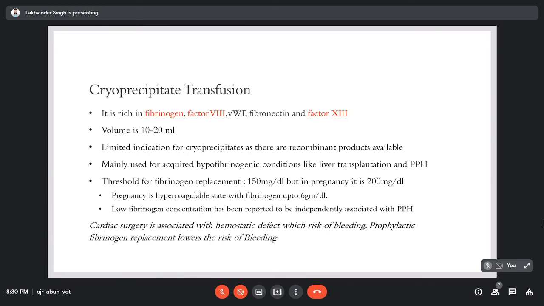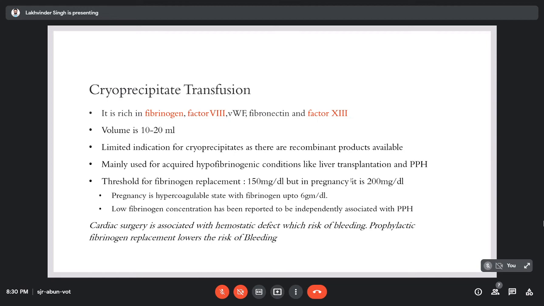Next component is the cryoprecipitate transfusion. It is rich in fibrinogen, factor 8, von Willebrand factor, fibronectin, and factor 13. We all know for all these components we have the recombinant products. Fibrinogen concentrates are there in the market. Factor 8, again recombinant is there in the market. Factor 13 is also available. So they're not much used to treat these deficiencies.